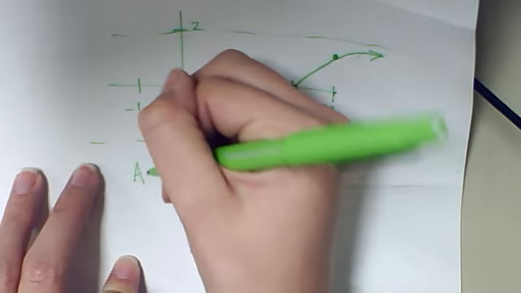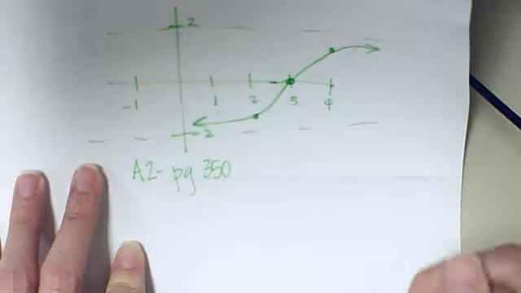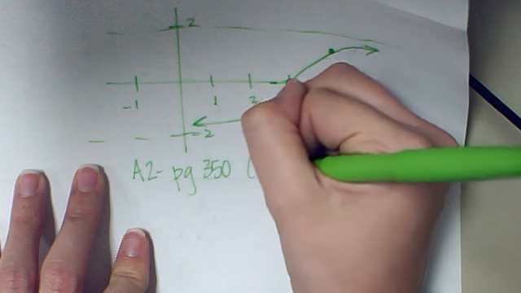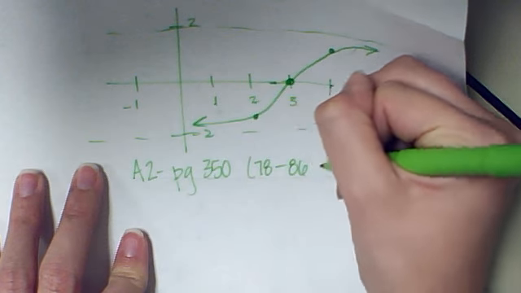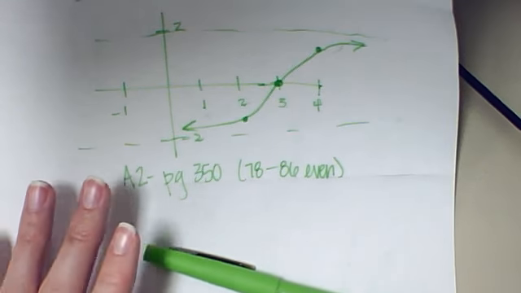Now these are hard. I know you don't like graphing, but you need to give this a shot, see what you can do here. The homework is page 350, and you're going to do numbers 78 to 86 even. Not a whole lot of problems, but just a few for you to try. Good luck. Let me know if you have questions.